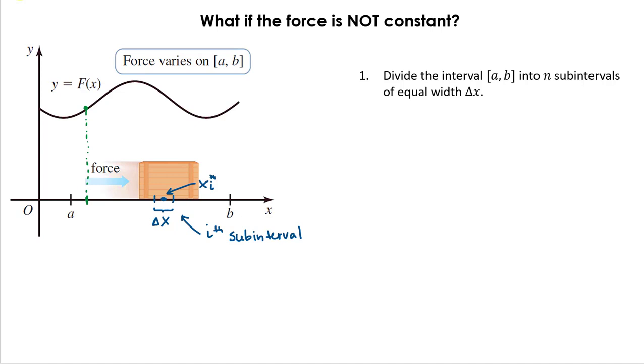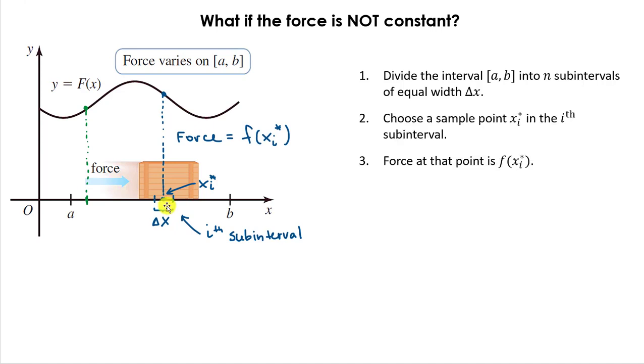Well, can I find the force being applied to the particle at that point? Yes, I can, and that is simply looking at the function value at that point. So force is f of x sub i star, the force applied to that particle at that specific point. And since each subinterval is supposedly very small, I can use the force that I just found to approximate the work done by moving the particle over the subinterval.